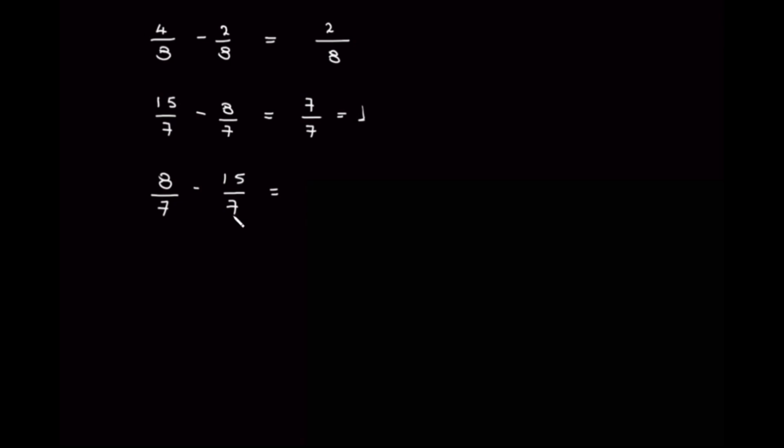Well, let me split this here. Let's split this one. We've got 8 over 7 minus, now I'm going to multiply everything inside the bracket by 1. Now I can split this into 8 over 7 plus 7 over 7. 7 and 8 is 15.